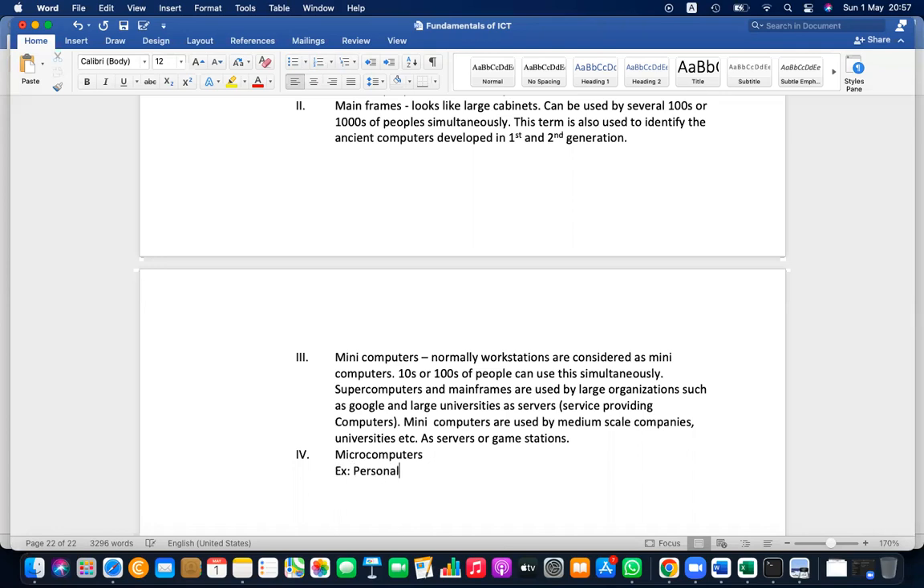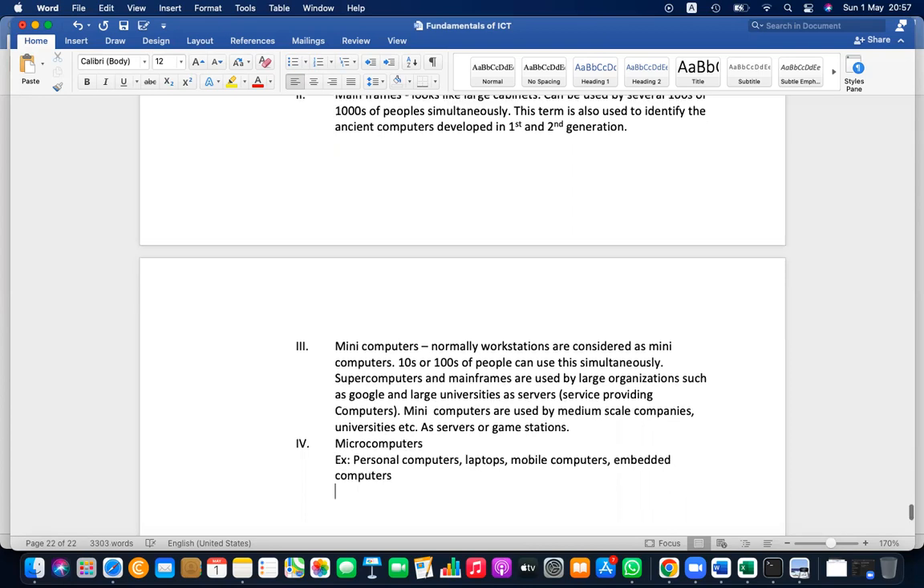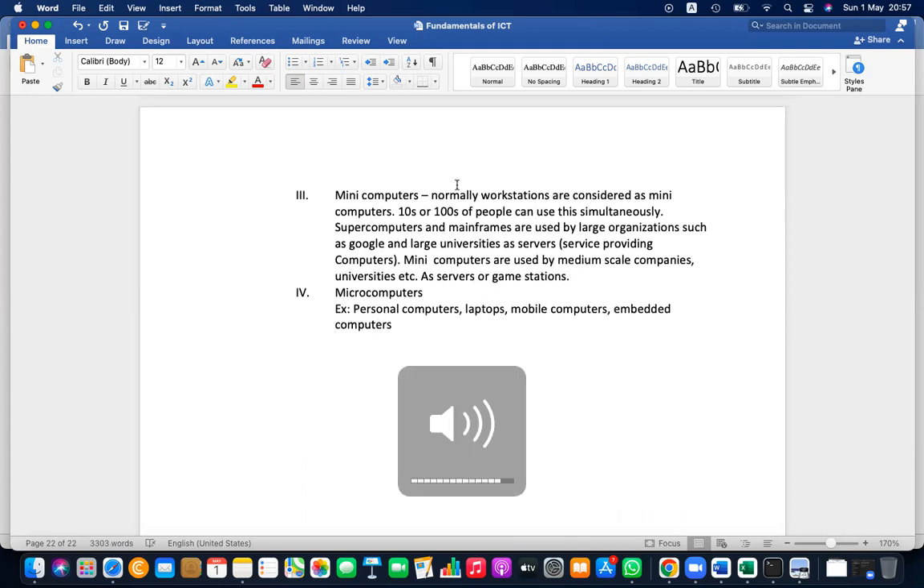Personal computers, laptops, mobile computers, and embedded computers, like watches and all, come under this category, right? So that is easy to remember. So those are the microcomputers. Actually, that's why I said that when you search for a mini computer image in Google, sometimes it shows an image of a microcomputer there. Okay, I think it is clear to you now.